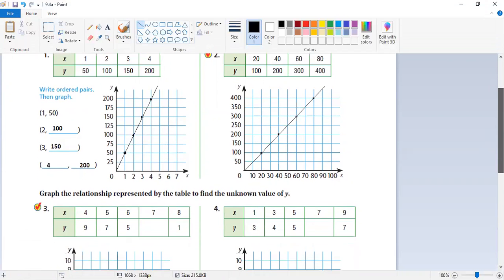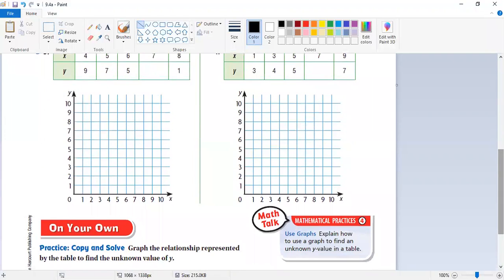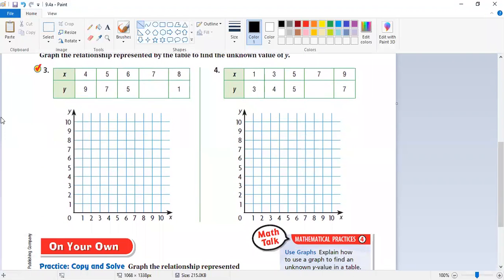Now let me show you how to do question number 3, and then I'll give you 2 minutes to do question number 4. For question number 3, they have given us when x is 4, y is 9, x is 5, y is 7, x is 6, y is 5, x is 7, the value is missing here, x is 8, y is 1. How do you find the missing value? See, graph the relationship represented by the table to find the unknown value of y. So using this information, we will draw the graph first.